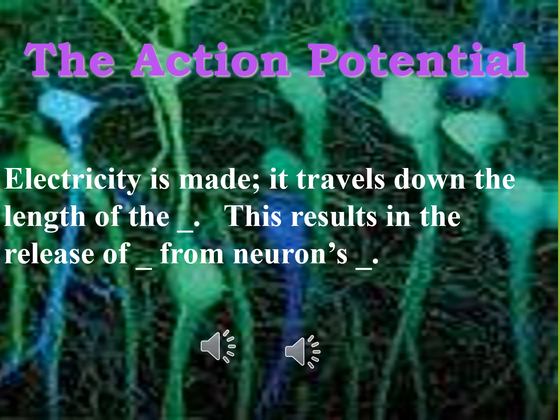So at this point, we know what the parts are and how they work, but let's see how the neuron functions as a whole. So we need to learn something called the action potential. In this process, electricity will be made. It will travel down the length of some structure, resulting in the release of something from the neuron. Take a moment and see if you can figure out, if we were working in class, we'd be doing this as a group.